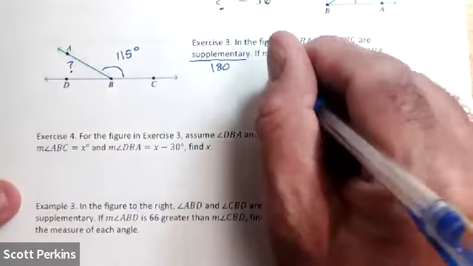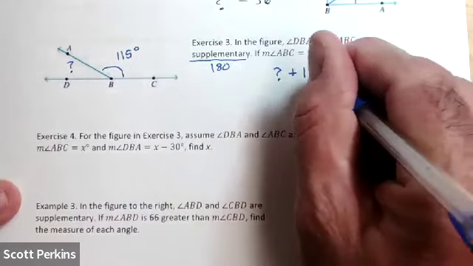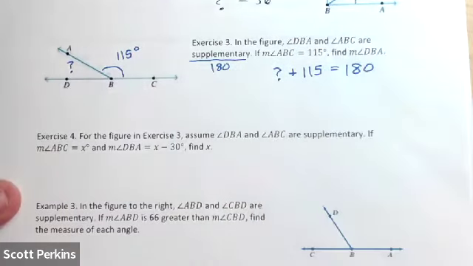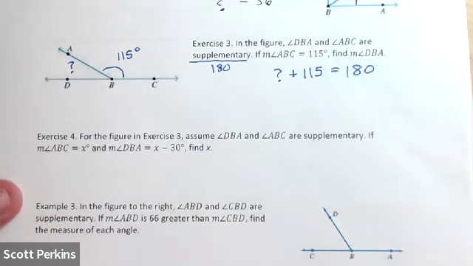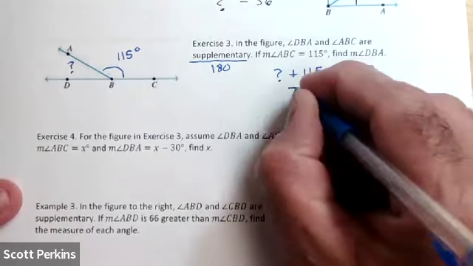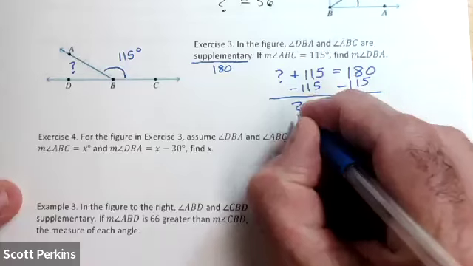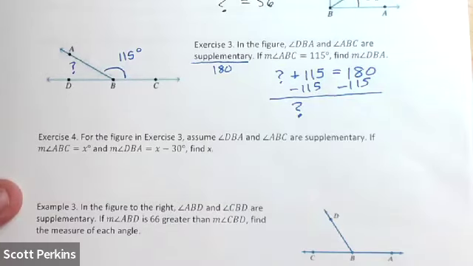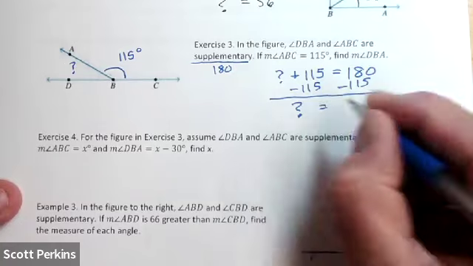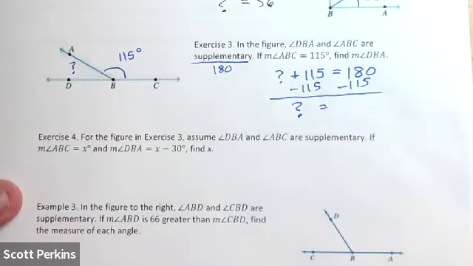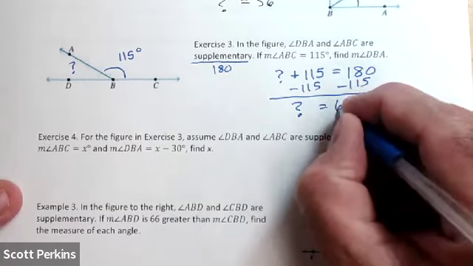So I've got the angle that I don't know plus the 115 is equal to the 180. And that tells you, in addition to just looking at the picture, what you are going to do with the numbers in order to get the result. Yes, perfect. We are going to subtract. Lovely. And so what we get is that the angle that I don't know, angle DBA, is equal to 180 minus 115. And so that is 65 degrees.